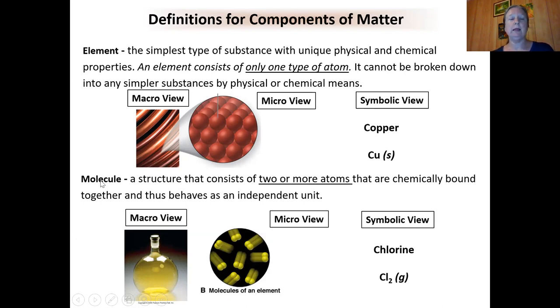A molecule is two or more atoms that are chemically bound together. Now, later you're going to see we actually use that word to describe covalently bound atoms. But right now the purest definition is that a molecule is two or more atoms. So you can have an element like here that is a molecule as long as it's two or more.